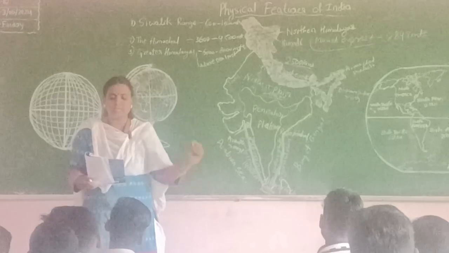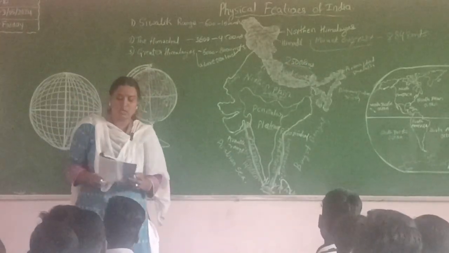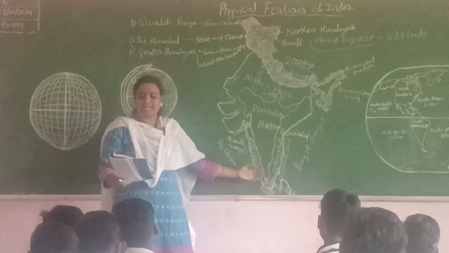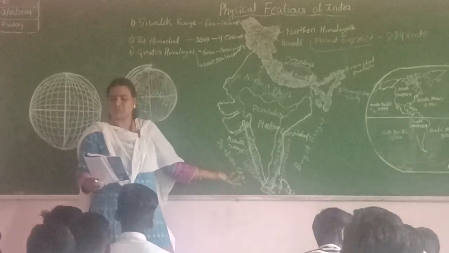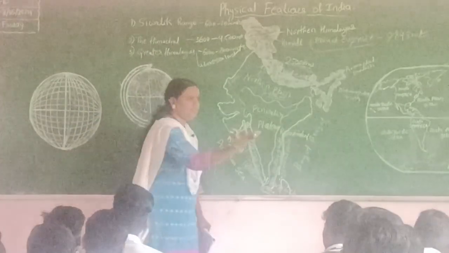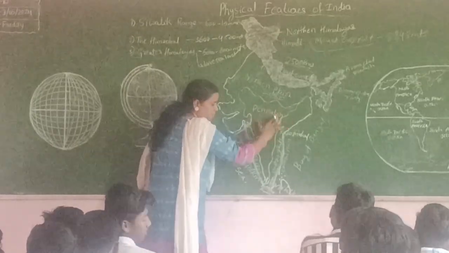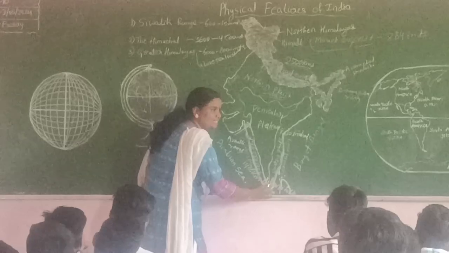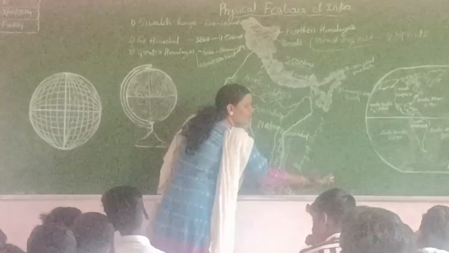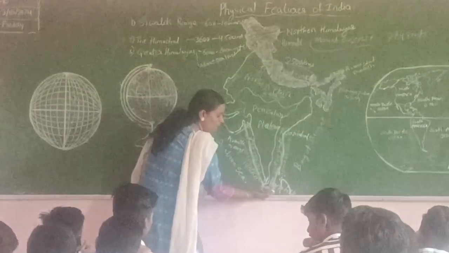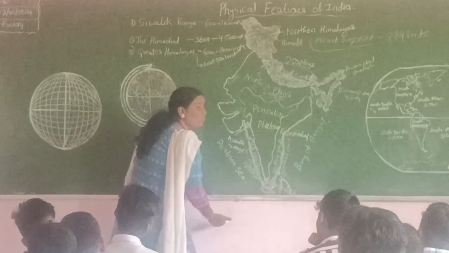The peninsular plateau is formed in a triangular shape, being broad in the north and narrow towards the south, and it is bounded by the Arabian Sea in the west and the Bay of Bengal in the east. Of course, we can see here it is broad on the northern side, while coming to the southern part it is narrow. Here we can see the Bay of Bengal, here the Arabian Sea, and below India the Indian Ocean.